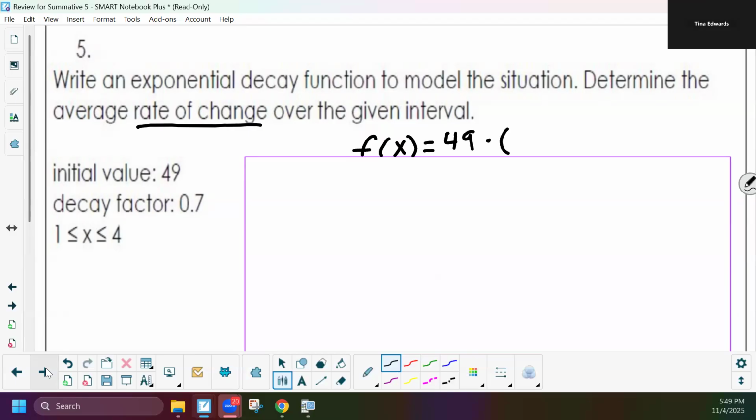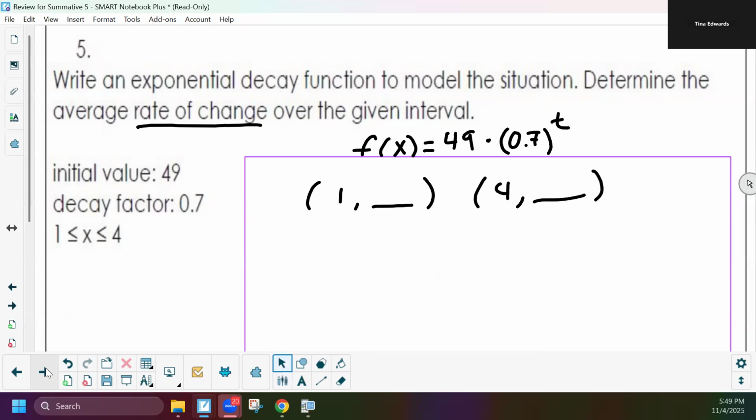times my decay factor, 0.7. And it's to the t power, or you can say x power if you want, but t stands for time. If they want between 1 and 4, I'm going to go ahead and set up that structure. Those are my x values. Now we're going to substitute.